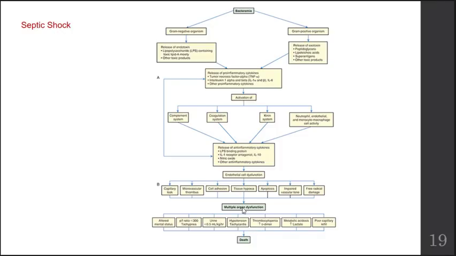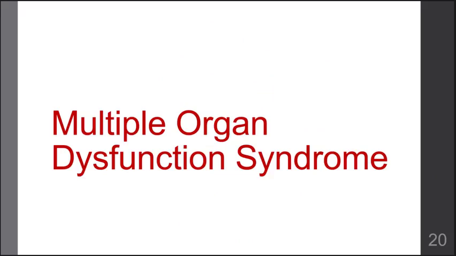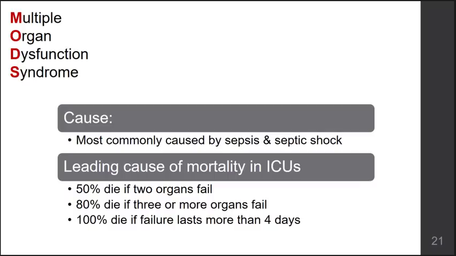Remember that on the previous slide I had mentioned that endothelial cell dysfunction can lead to multiple organ dysfunction, and that's what we're going to be talking about on the next couple of slides. So multiple organ dysfunction syndrome, or MODS for short. This is a potentially lethal syndrome that's caused, as you can see, by sepsis and septic shock, and it can lead to mortality when it is seen. So 50% die if 2 organs fail, 80% will die if 3 or more organs fail, and 100% will die if any of these failures last more than 4 days.